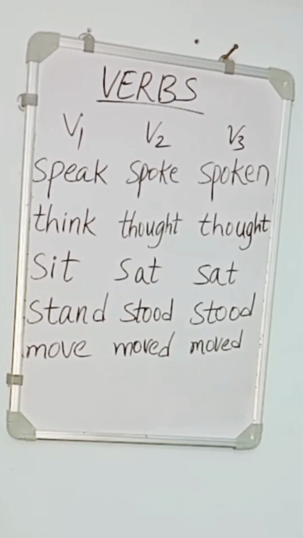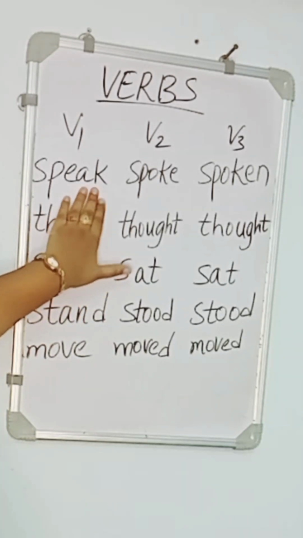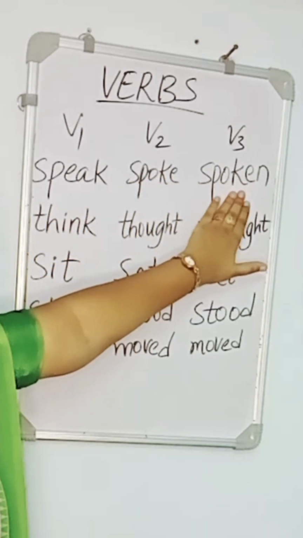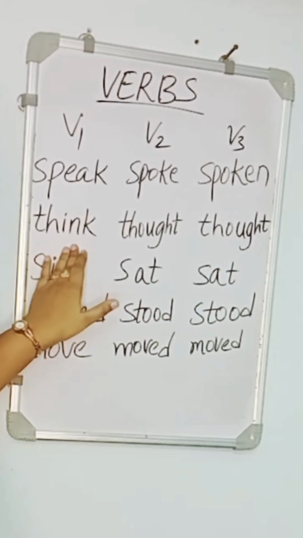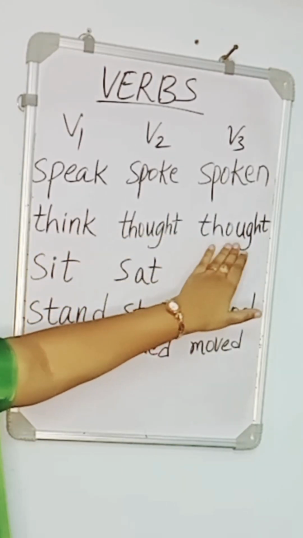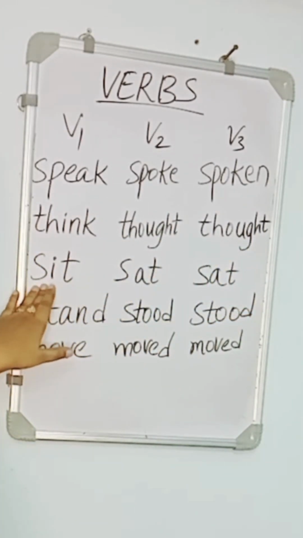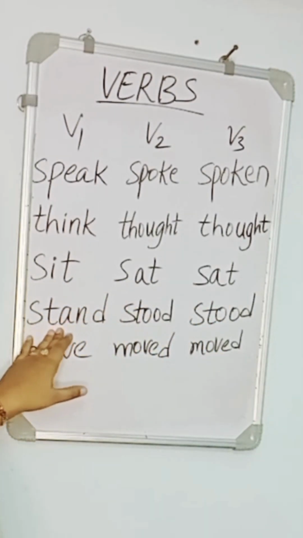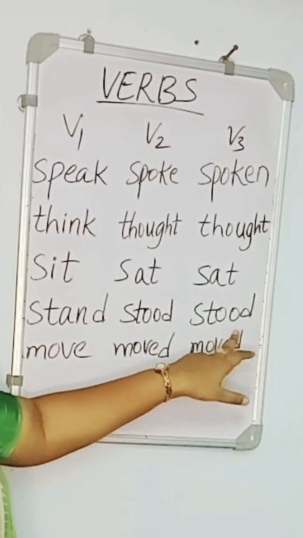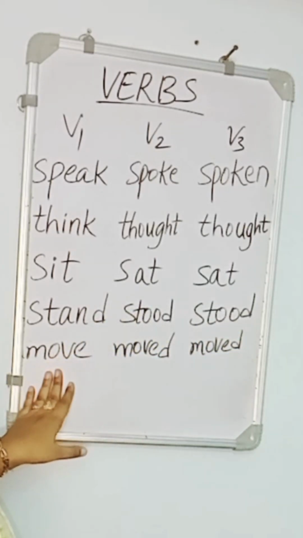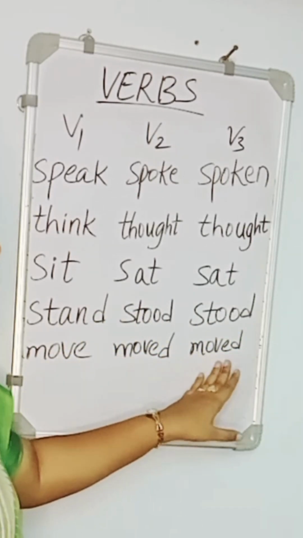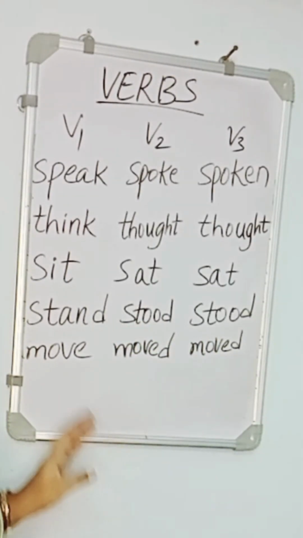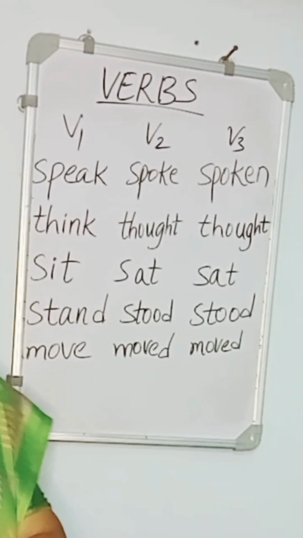Repeat after me. Speak. Spoke. Spoken. Think. Thought. Thought. Sit. Sat. Sat. Stand. Stood. Stood. Move. Moved. Moved. Okay. So these are the 5 verbs.